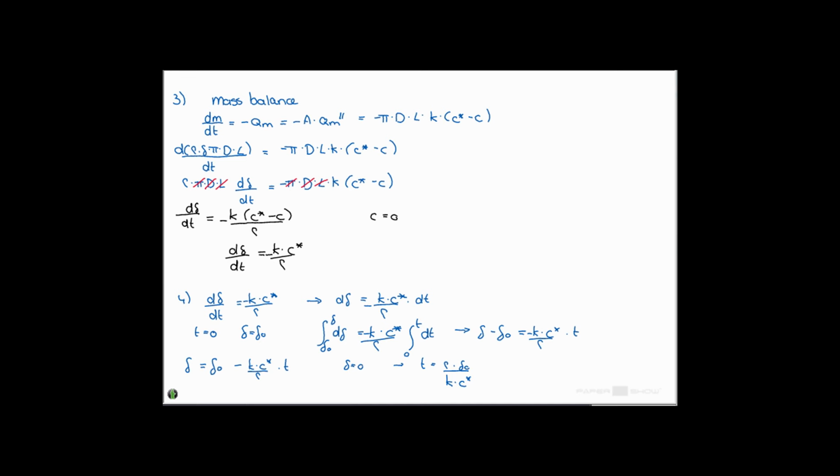We have all the numbers in this equation, so we only have to fill it in. The density is 2000. The thickness at t is 0 is 0.002. The k is from the second question, 4.372 times 10 to the power of minus 8, and C star is 350. This equals 261,403 seconds.